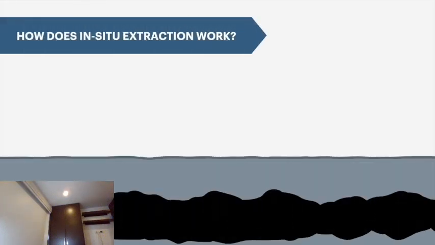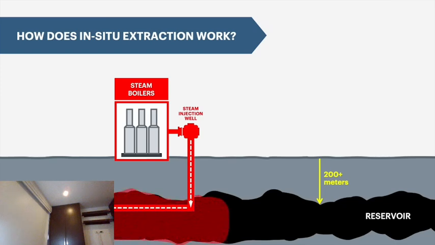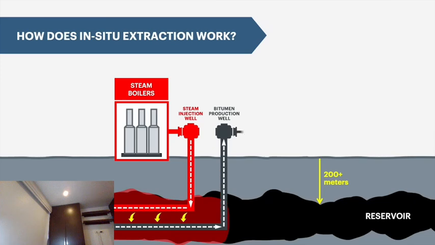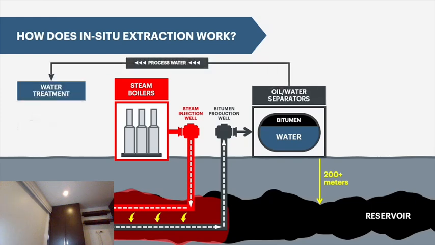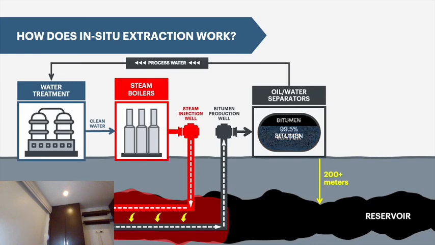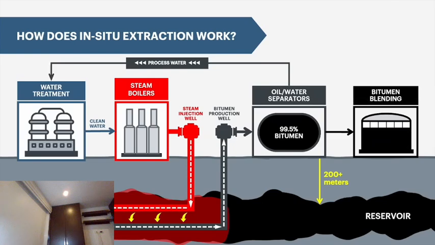For deposits located deep underground, steam is pumped into a well which extends deep into the reservoir. This steam heats up the reservoir, reducing the viscosity of the bitumen, allowing it to be pumped up to the surface. This mixture of bitumen and condensed steam is then sent to a processing plant, where the water is separated from the bitumen, cleaned up, and sent back to the steam plant, leaving behind a very clean bitumen product.